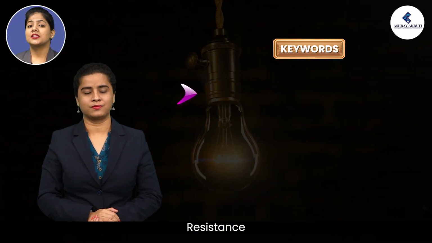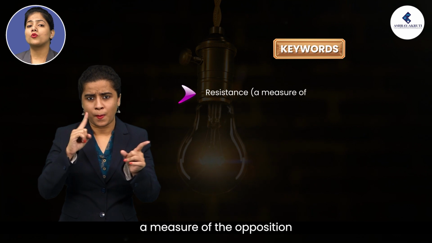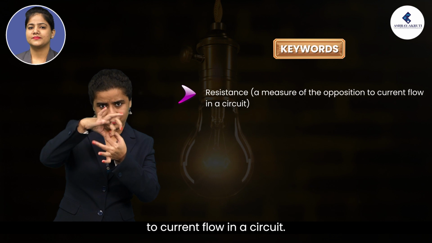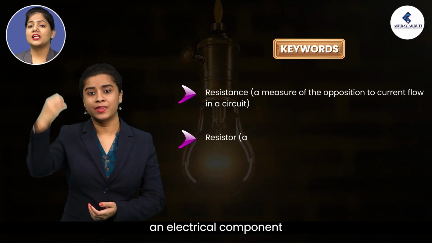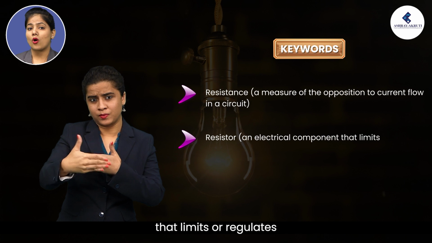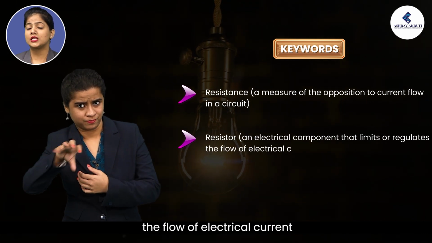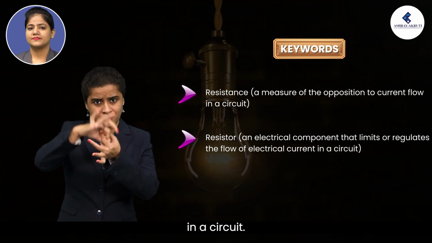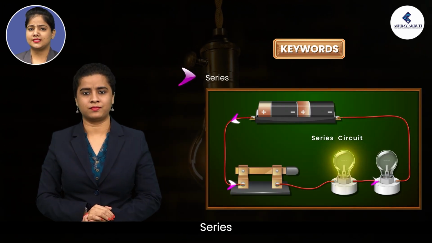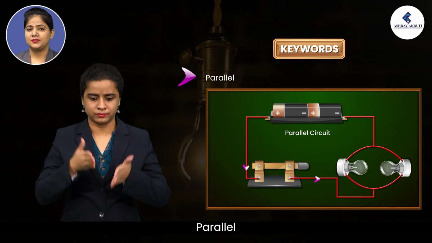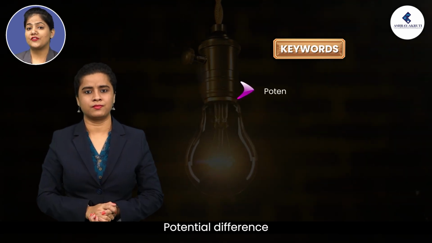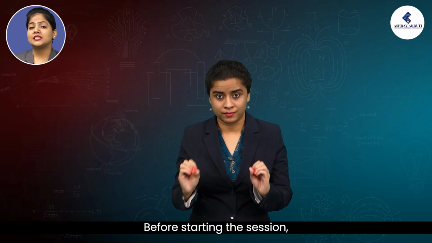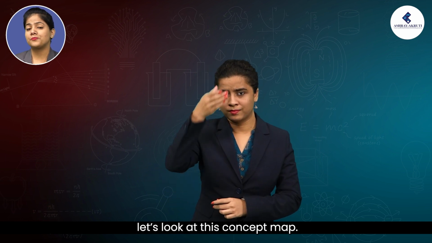Keywords. Resistance, a measure of the opposition to current flow in a circuit. Resistor, an electrical component that limits or regulates the flow of electrical current in a circuit. Series, parallel, potential difference, current. Before starting the session, let's look at this concept map.